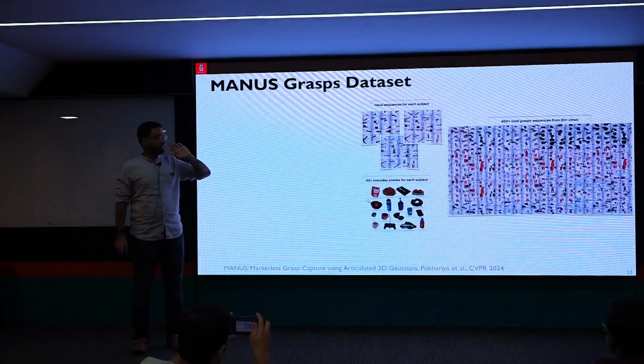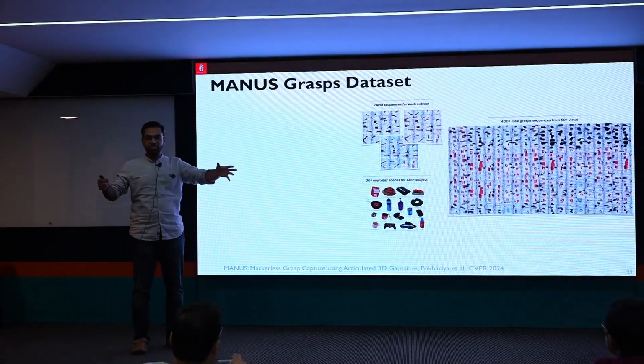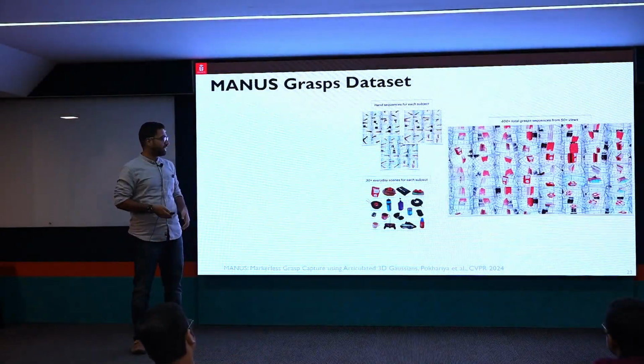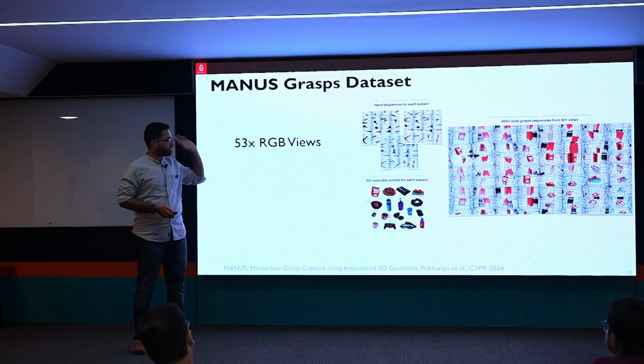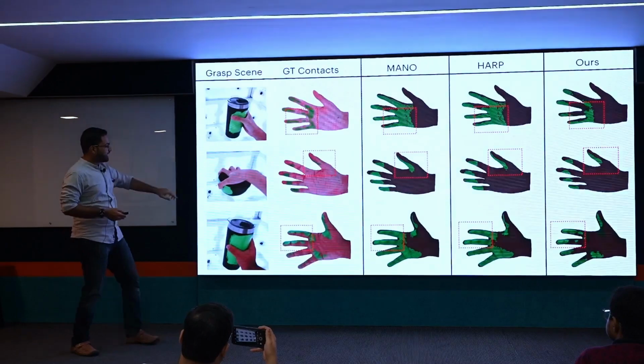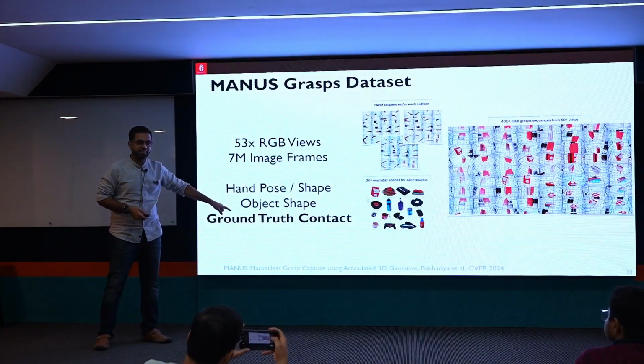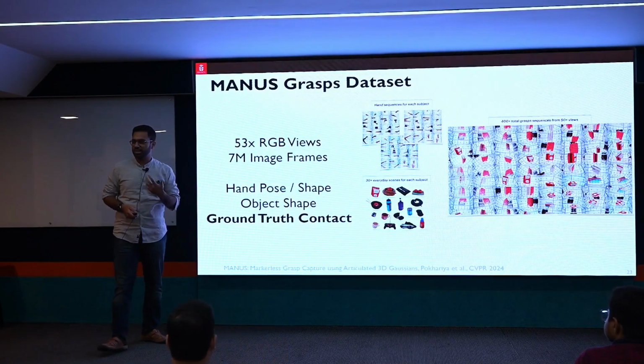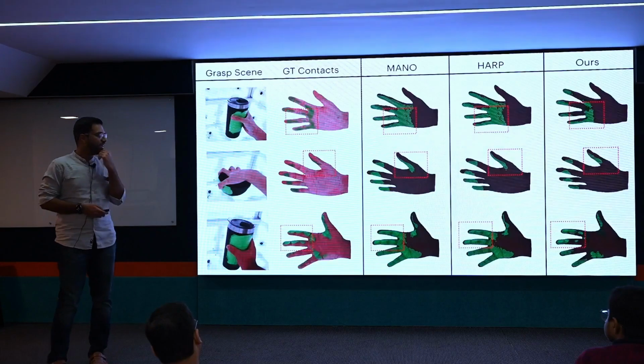Okay, so we used this kind of capture system to capture a lot of grasping data. I'll skip through some of the details here because I'm running a little bit late. But how do we get ground truth contact? I think that's the question that came up multiple times, right? So we need ground truth. What do we do, right?